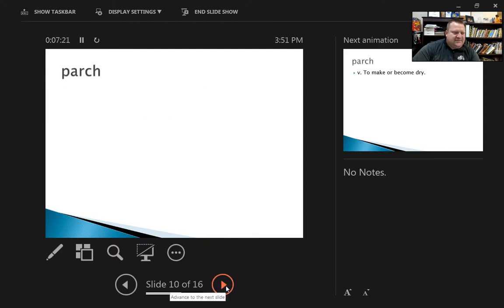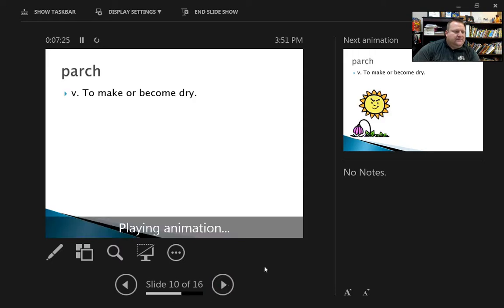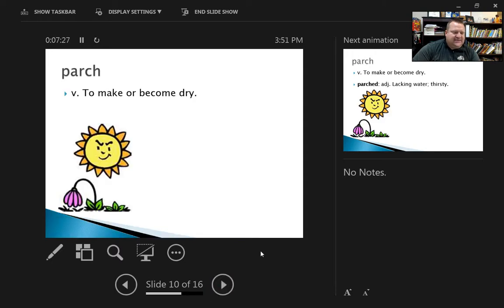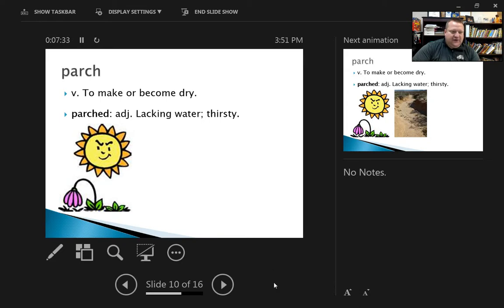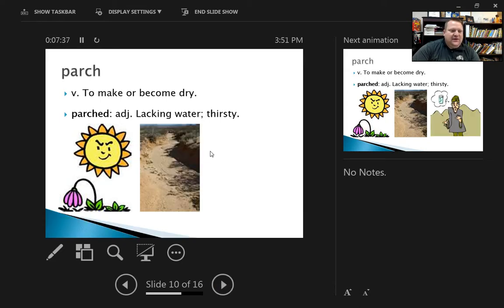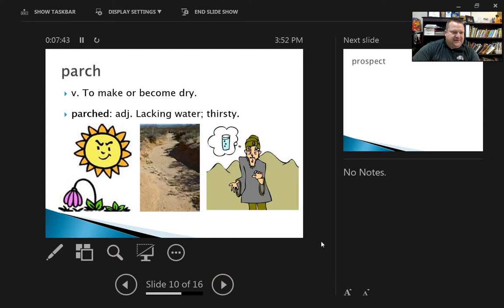The next word is parch. Parch. To make or to become dry. That sun has the ability to parch something. If you are parched, then you are lacking water, and you might be the one who's thirsty. So plants, people, even dried up riverbeds here can be parched. They're lacking the water that they need, or they are thirsty. That gentleman looks parched.